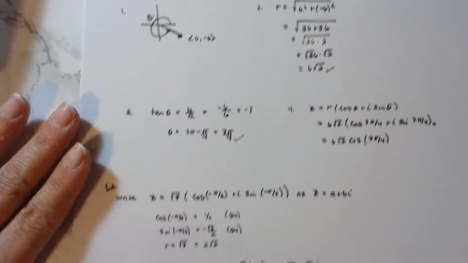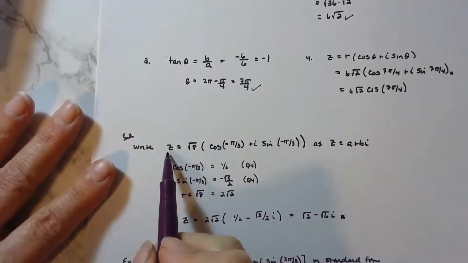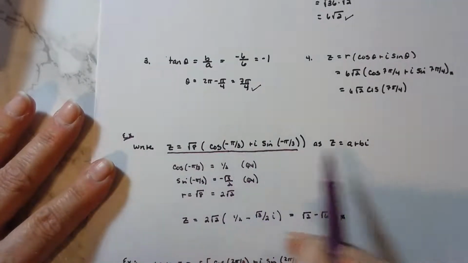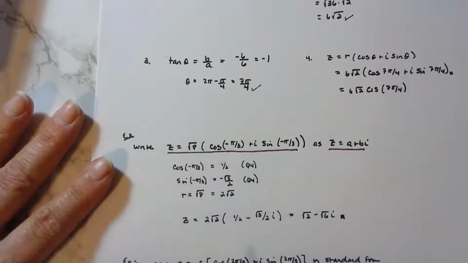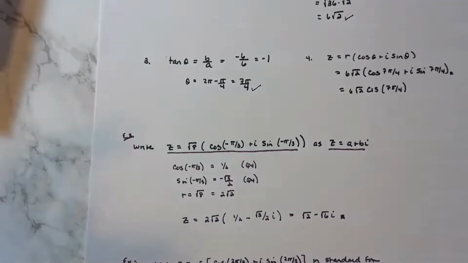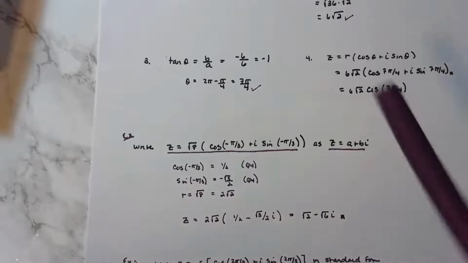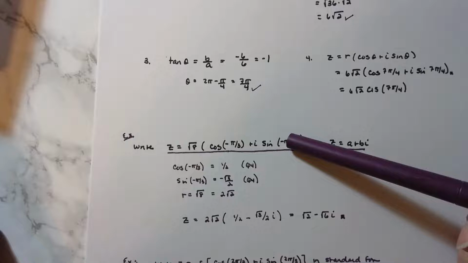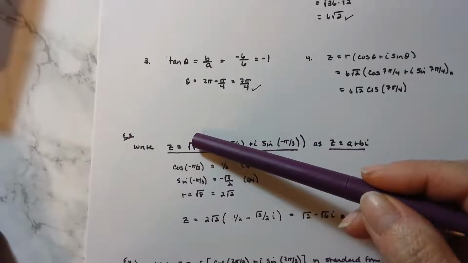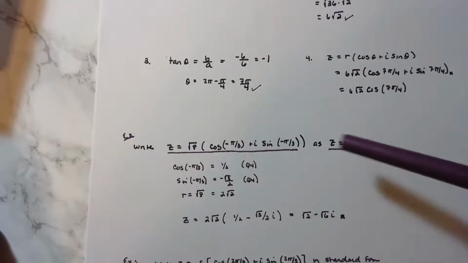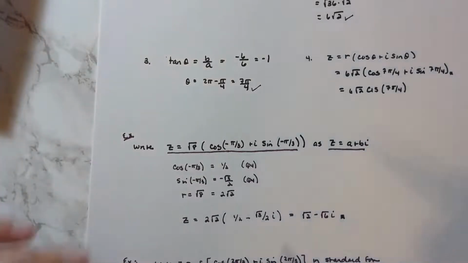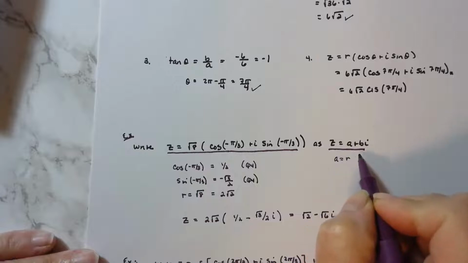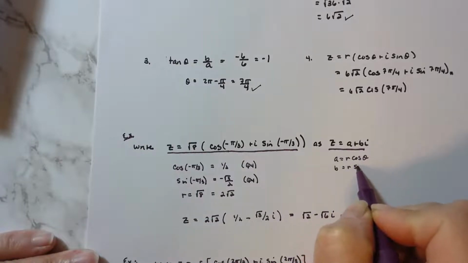Let's go backwards. We want to take the trig form of a complex number and write it in standard form. Well, this is even simpler going backwards. Why? Because we know what these angles are from our unit circle, okay? And we know what r is. So I need my a and my b. And remember, a is our r cosine theta, b is our r sine theta.